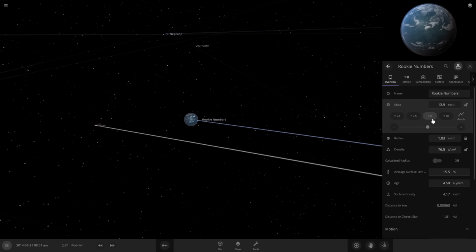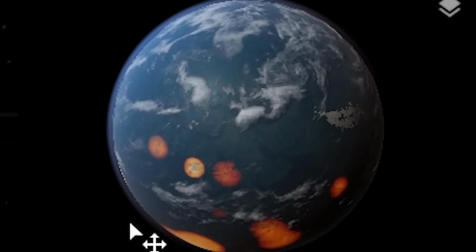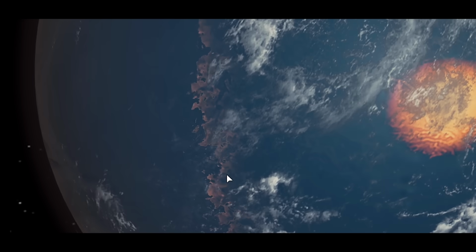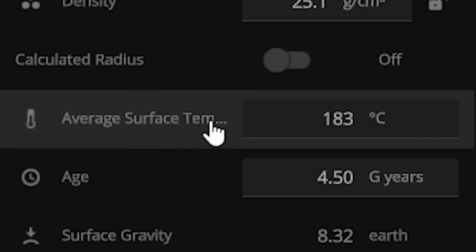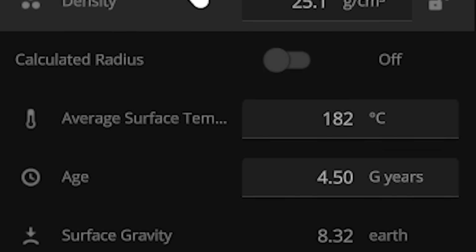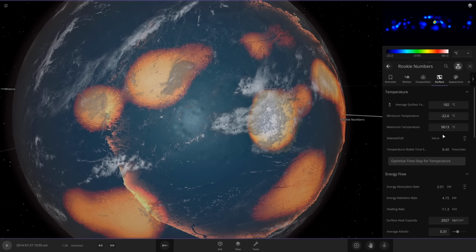So let's go with 26. See, now parts of the moon are starting to impact the Earth. You know it's really bad when there's a wave of fire going across a water world. Average surface temperature is 183 degrees Celsius. In a couple of pockets, it's up to 9600.